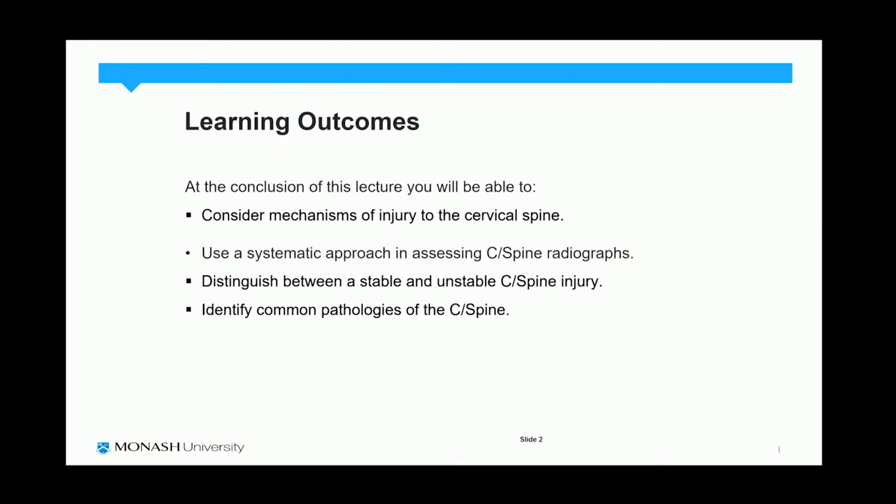Once again, use a systematic approach when you assess the cervical spine radiographs, in particular the alignment on the lateral radiograph. You should be able to distinguish whether a fracture is stable or unstable, and then you should be able to identify some of the common pathologies of the cervical spine.